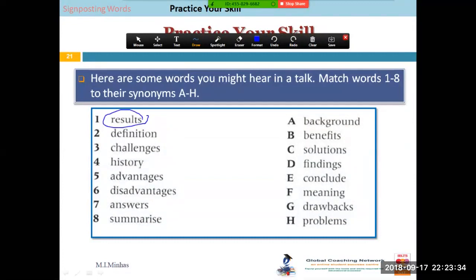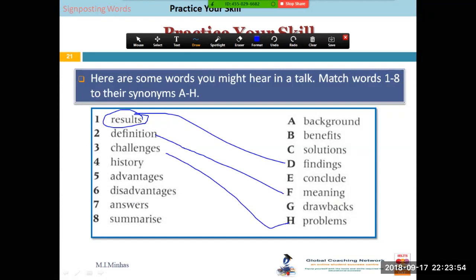Like results, findings, good. Then definition, meaning, yeah. Then challenges, problems, yeah. Then history. I'm going fast. Actually, this is not difficult. Background, okay. Then advantages, benefits. Then disadvantages, drawbacks. Then answers, solutions, and then summarize, conclude.